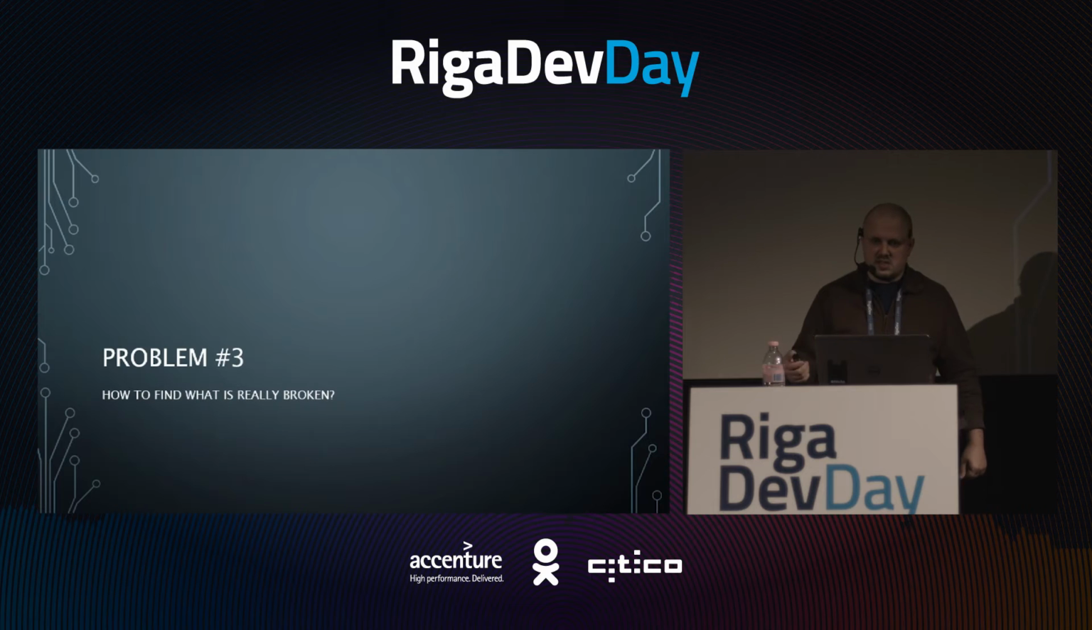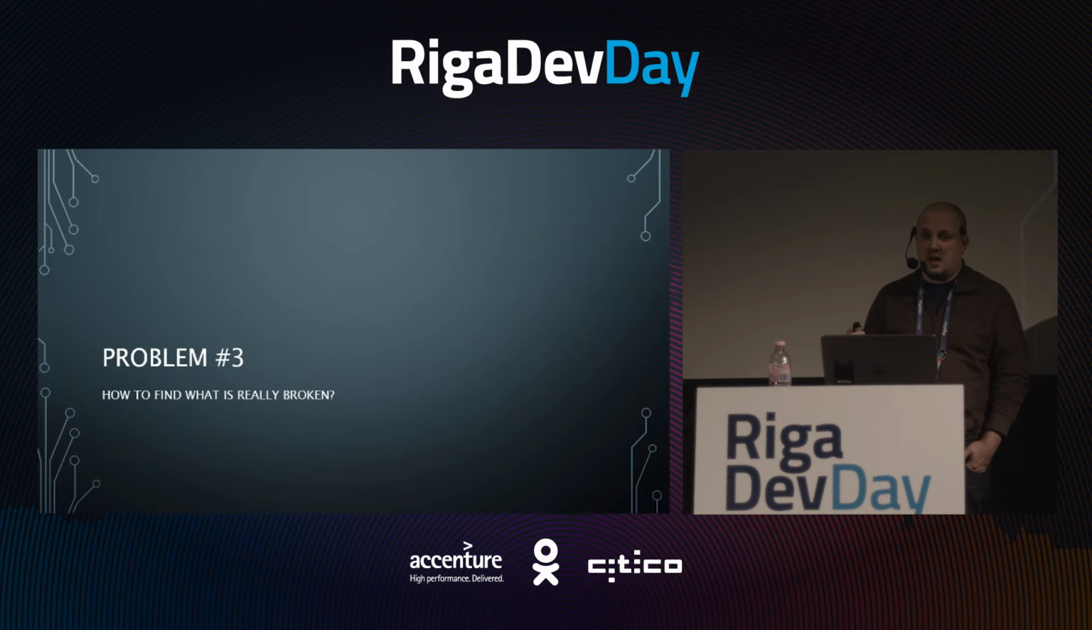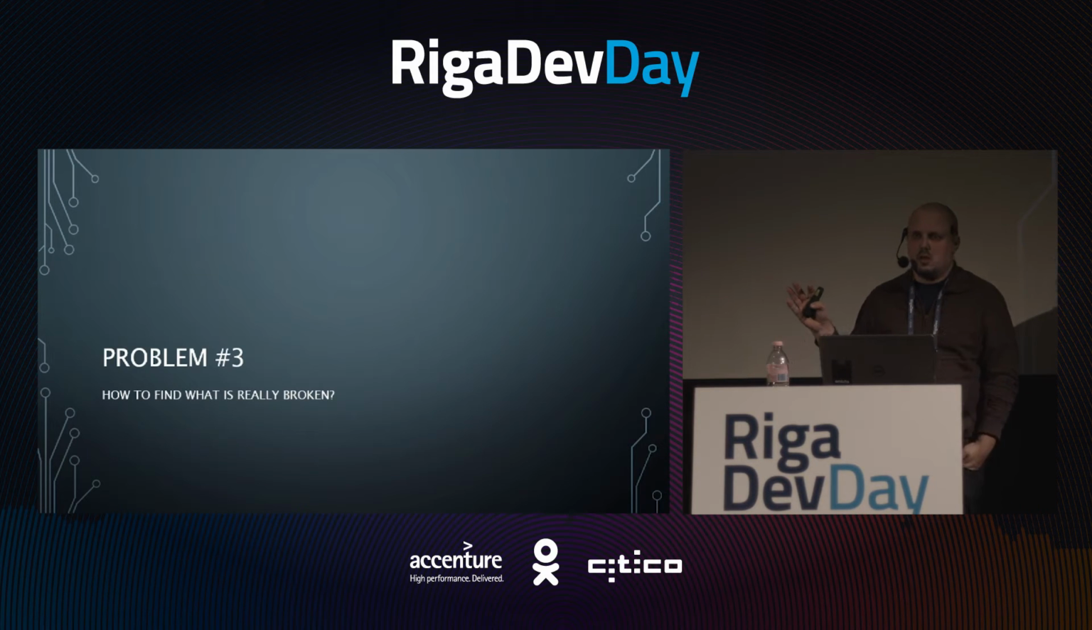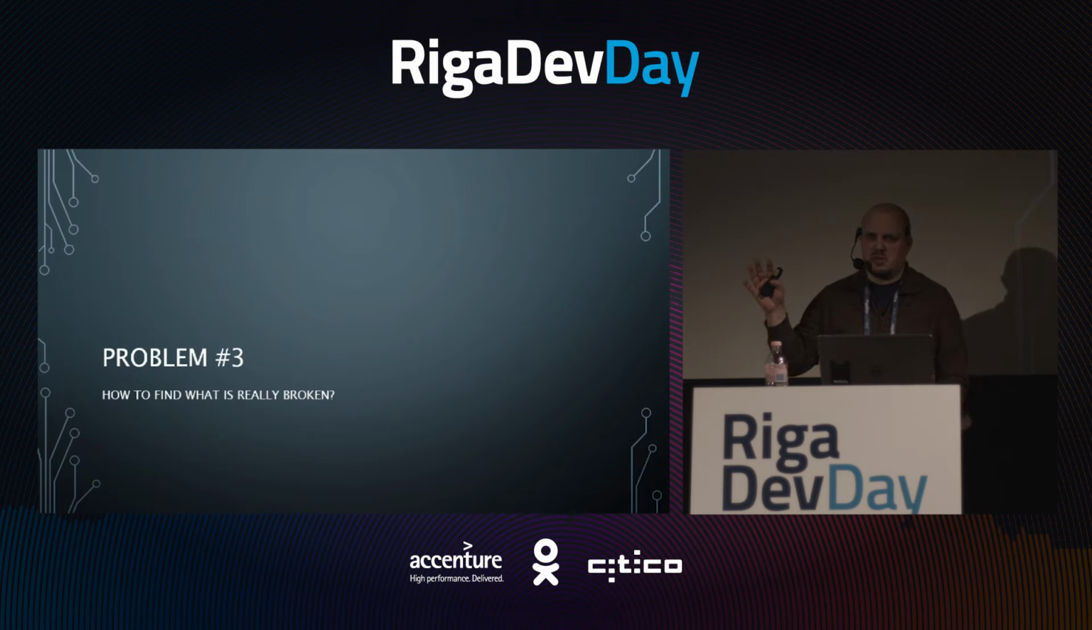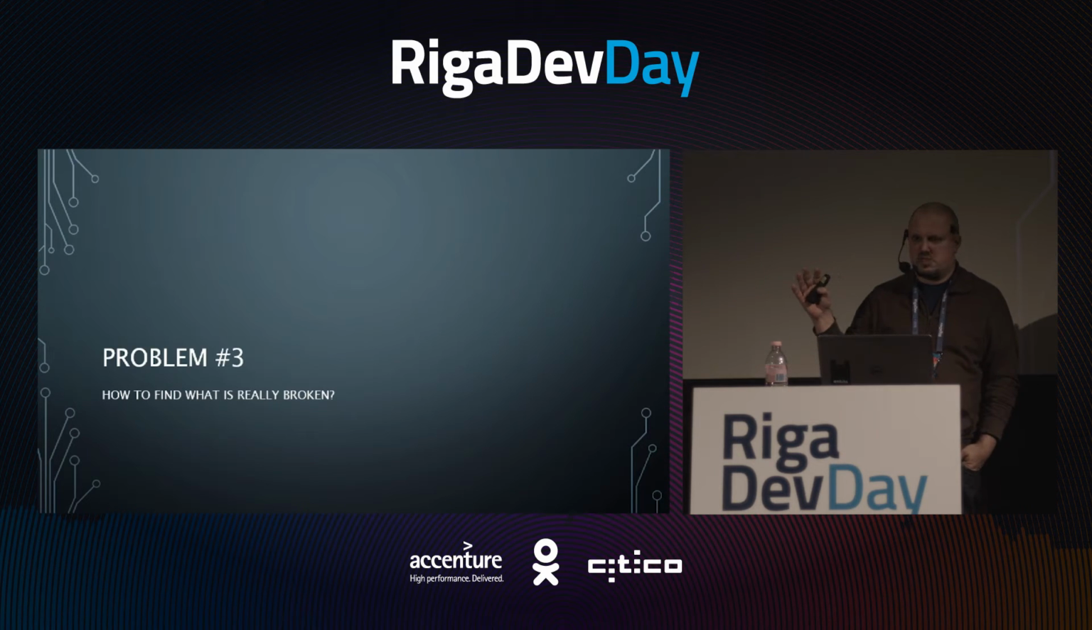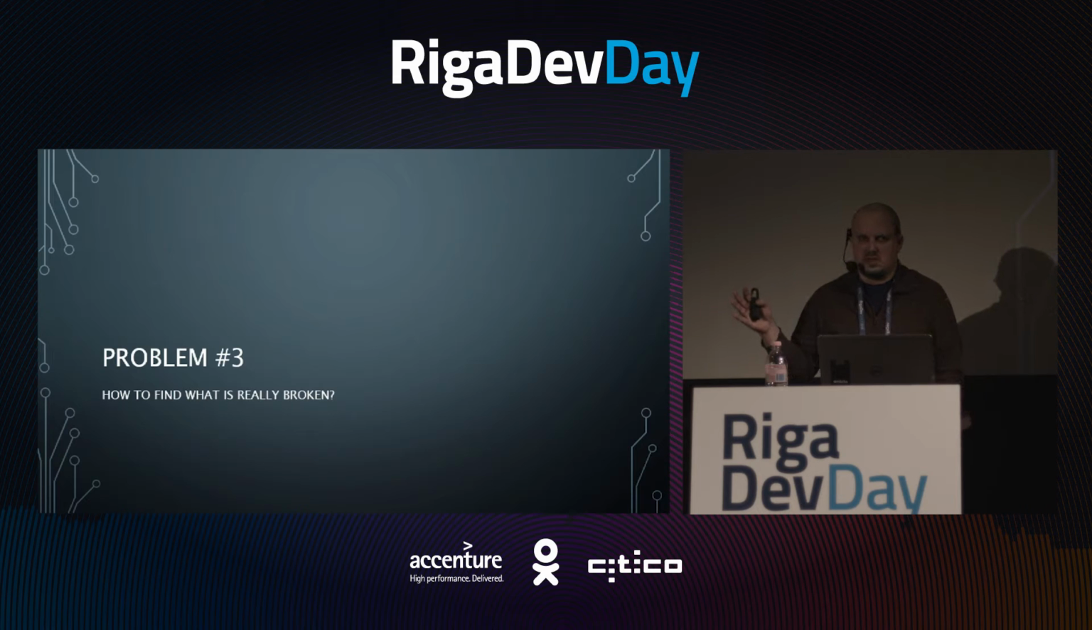The third problem is how to find what really is broken. For instance, you have 3 or 5 microservices, you are exposing the common API for those services somewhere to the world, and something in this API seems not right. Some data are missing, or some are corrupted, or something like this.